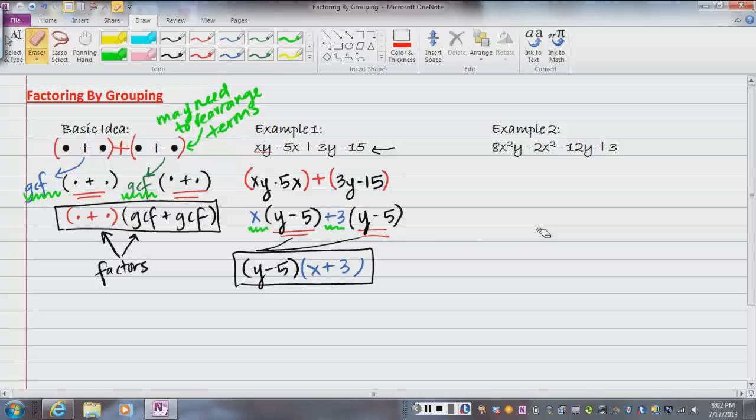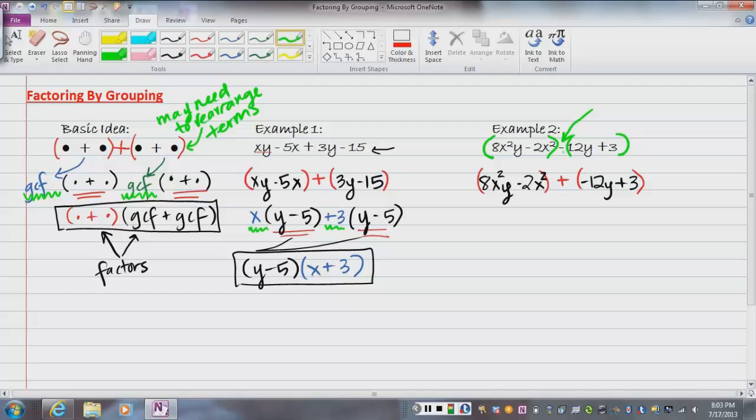For the next example, remember, we want to group our first two terms, have a plus sign, and group our last two terms. My first two terms are 8x squared y minus 2x squared. My next two terms are negative 12y plus 3. One common mistake that people do is they will take the 4 terms and group them like this, and they'll have that minus sign.